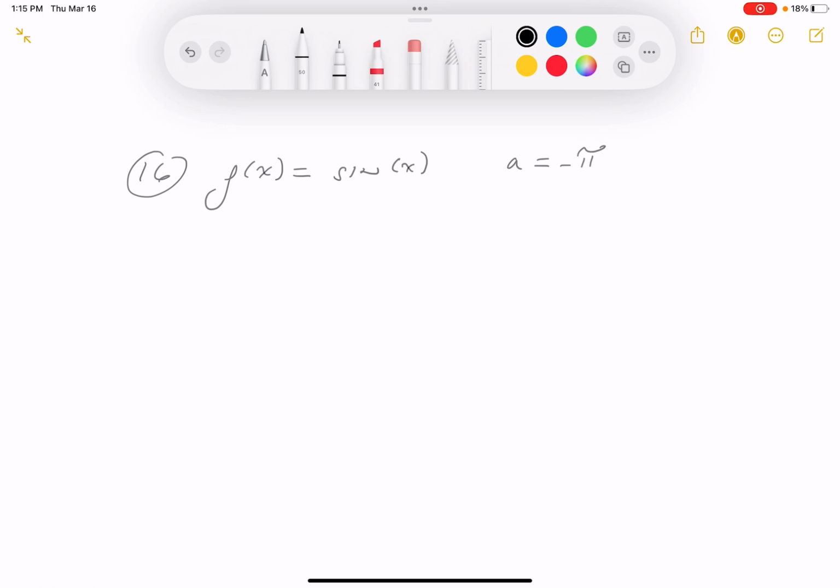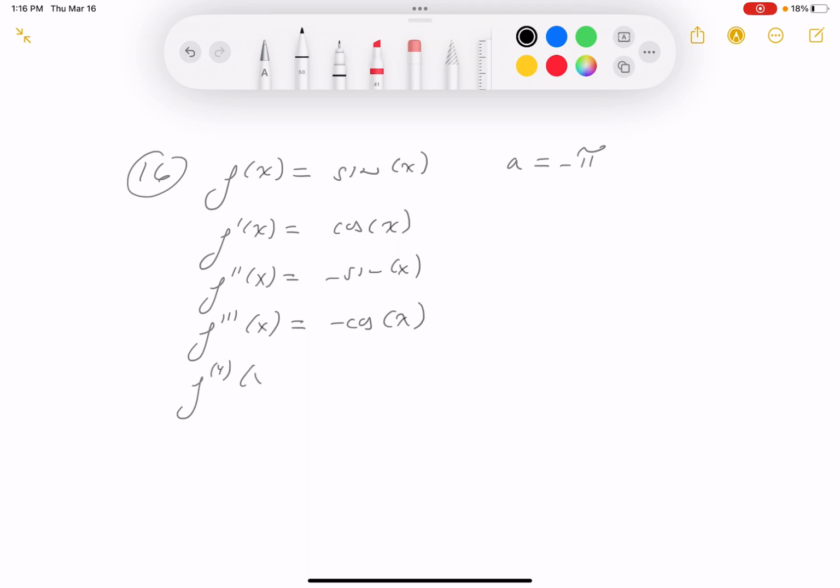And write down the derivative. Cosine of x. F double prime, minus sine of x. F triple prime is going to be minus cosine of x. The fourth derivative, we're back home again. We're at sine x again. All right, let's write this over here.